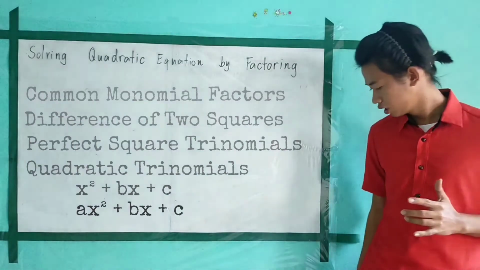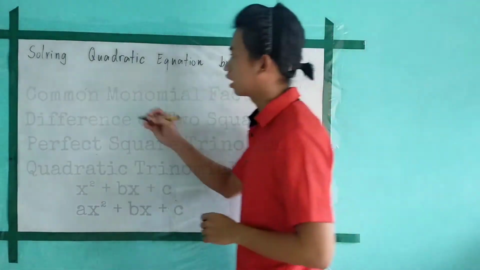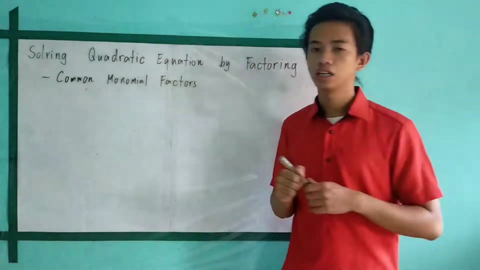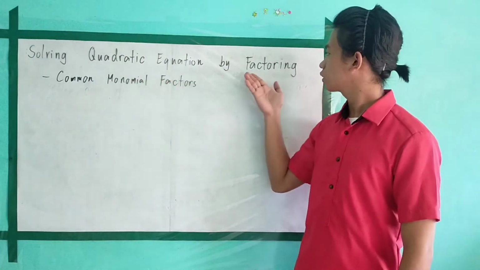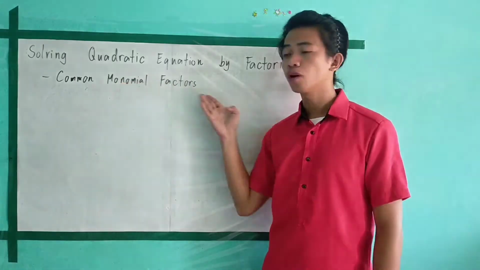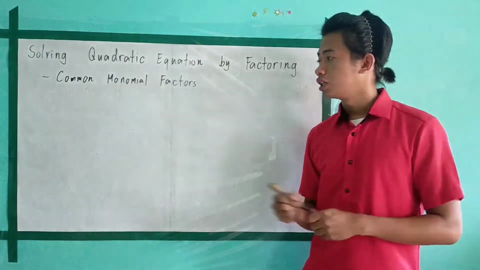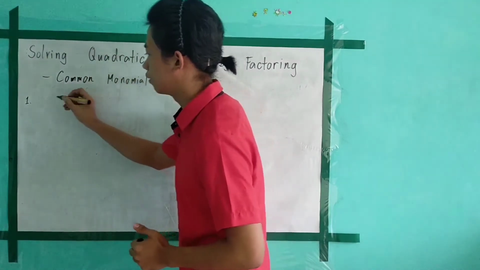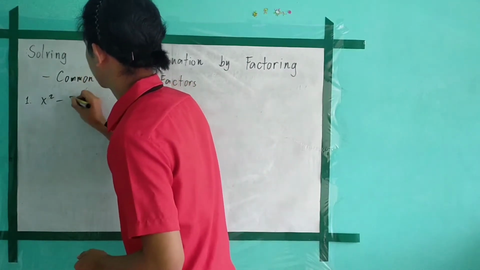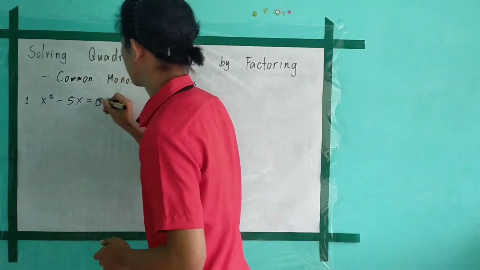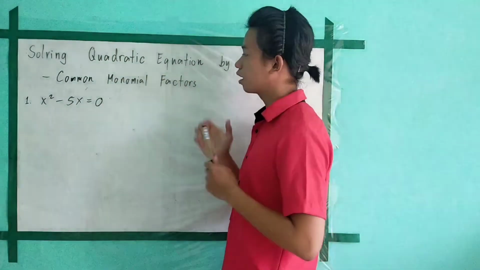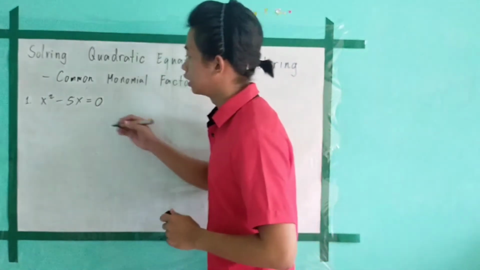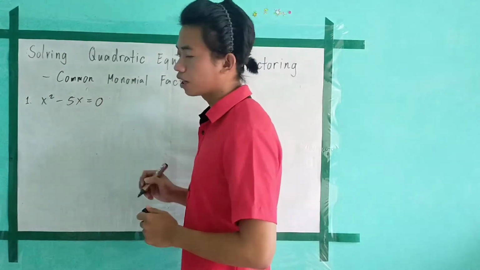So let's proceed to common monomial factor. Solving quadratic equations by factoring using common monomial factors. So let's have problem number 1. We have x squared less 5x is equal to 0. So sa common monomial factors, yun yung kinukuha yung GCF. So ano ang GCF natin dito? X squared less 5x equal to 0.